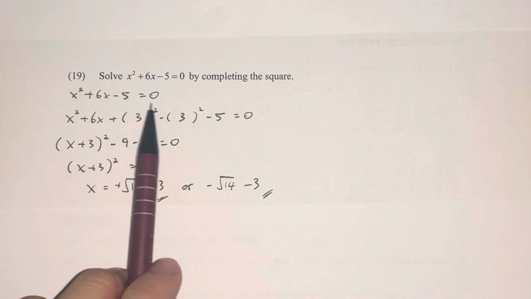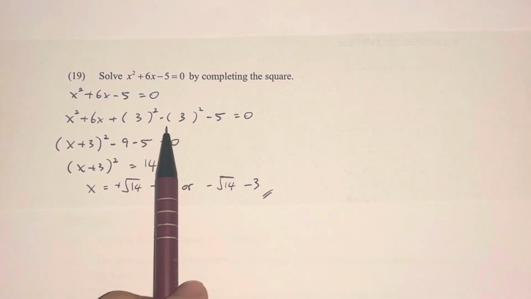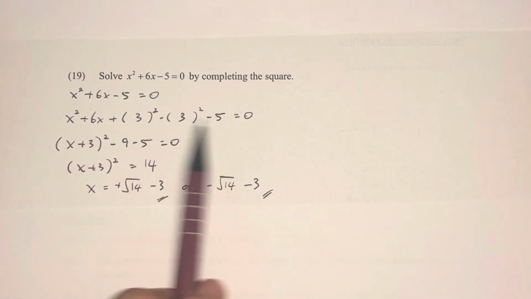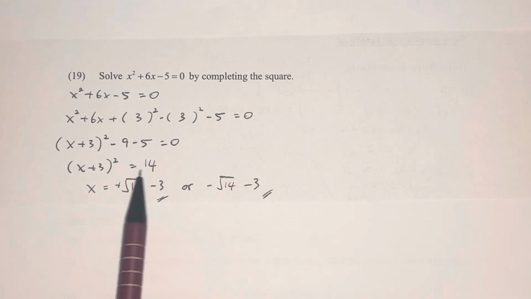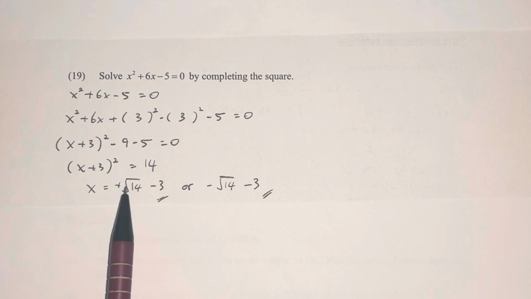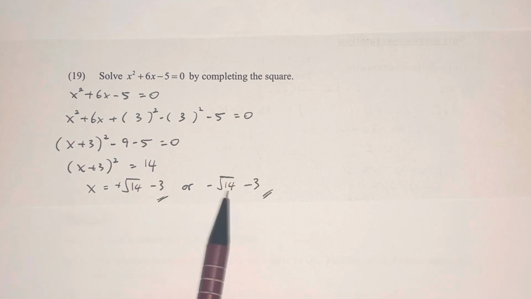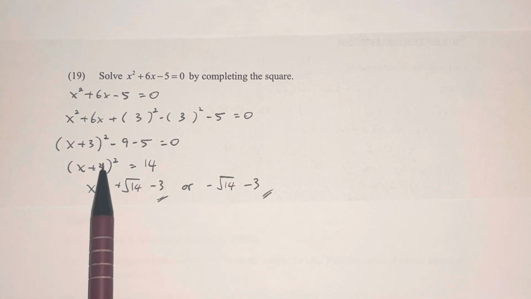So these 3 terms are absorbed. I'm left with this 2. So this is negative 9 minus 5. Negative 9 minus 5 is actually negative 14. Move over 14. Square root: plus 14, minus 14 square root. Then this 3 moves over: minus 3, minus 3.